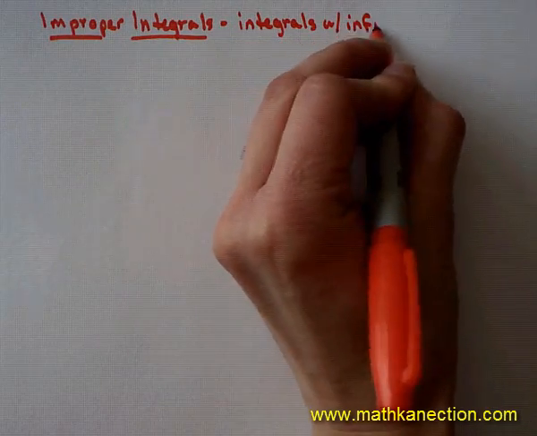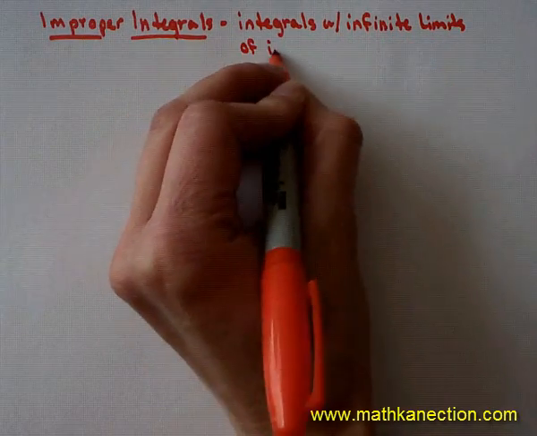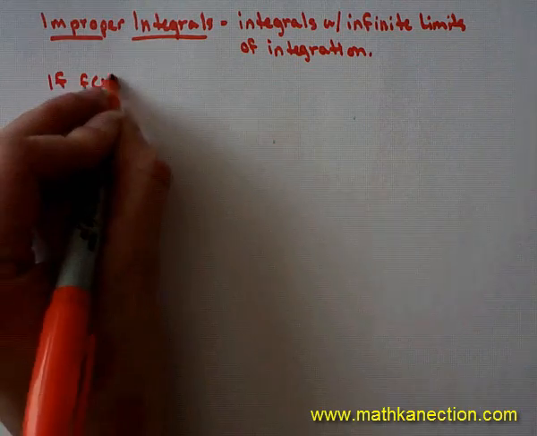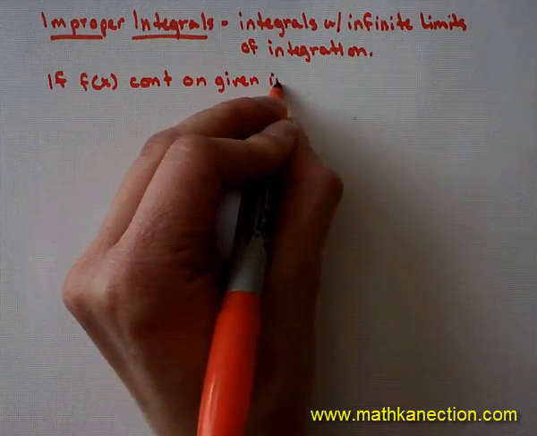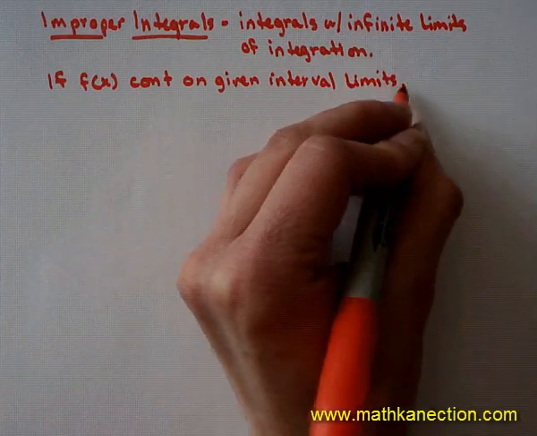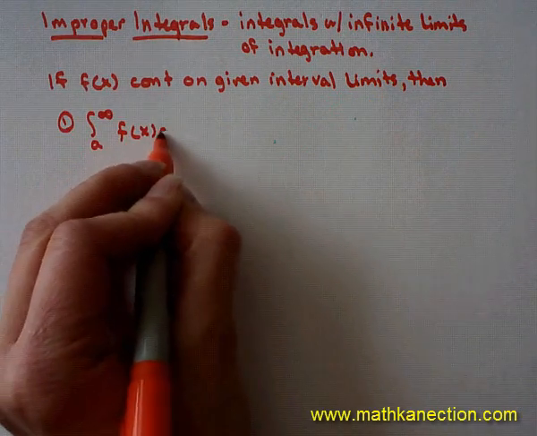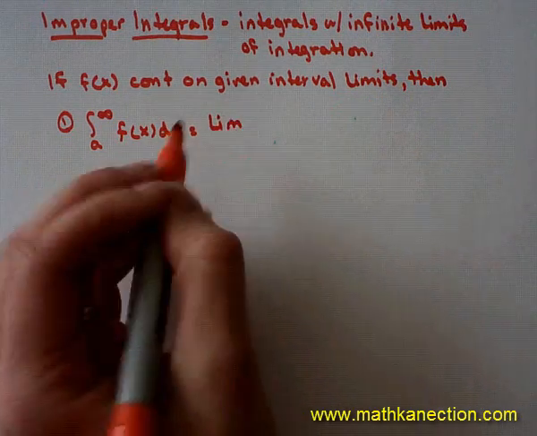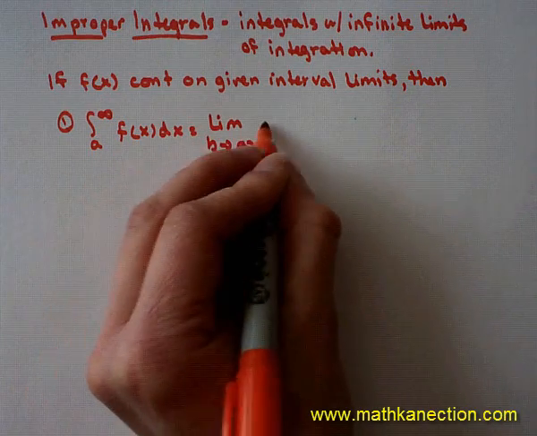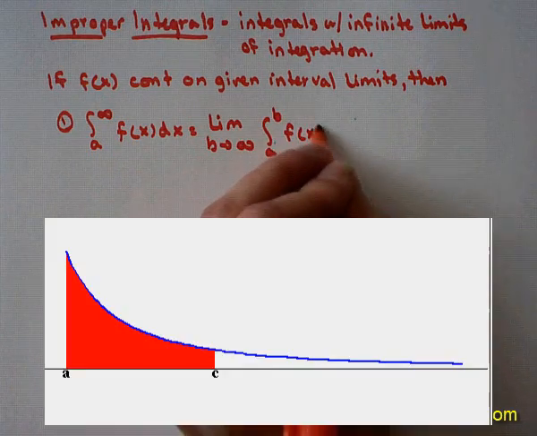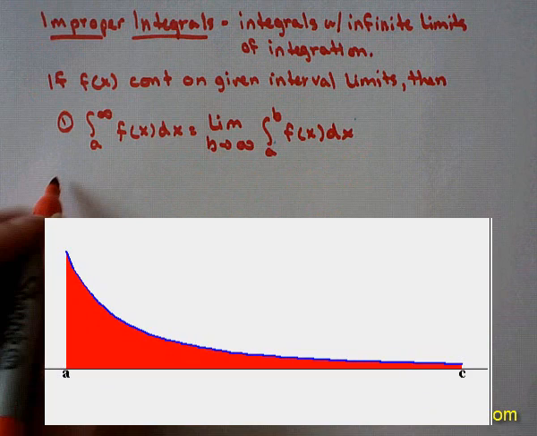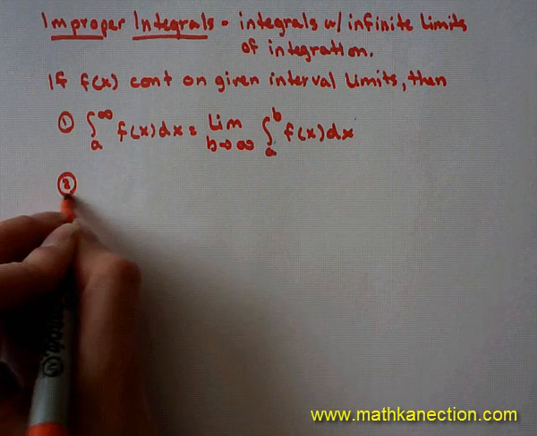So improper integrals are integrals with infinite limits of integration. If f of x is continuous on the given interval limits, then we have three scenarios. For the integral from a to infinity of a function, just look at the limit as b approaches infinity of the integral from a to b of that function. So we're looking at that area from some a all the way to infinity.